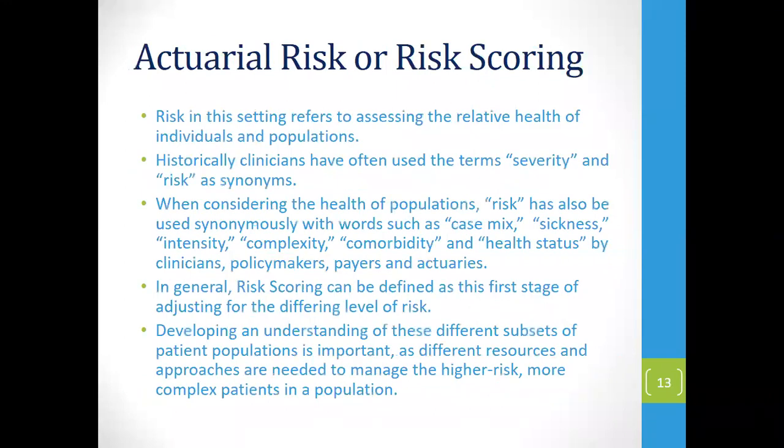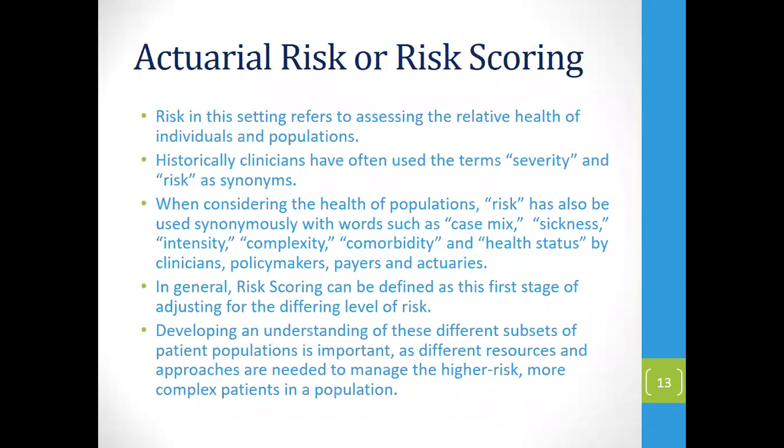So what's actuarial risk or risk scoring? This has more to do with setting the relative health risk of individuals or populations. Lots of times we've talked about it in terms of severity instead of risk in the past. So how severe might the health of this patient be, right?